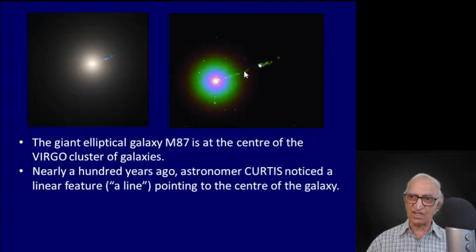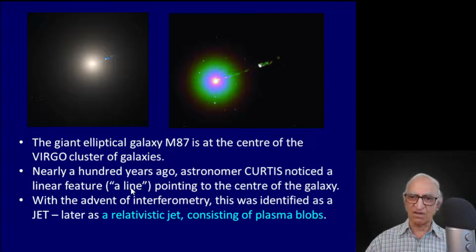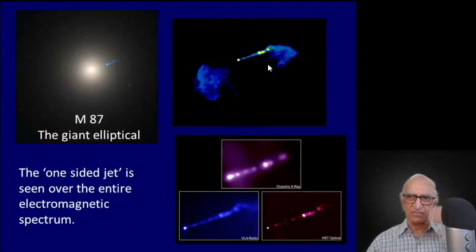Today, you can look at that line using interferometry, and with the advent of interferometry, this linear feature that Curtis identified 100 years ago can now be identified with a jet. And later, X-ray astronomers looked at this jet, and one was able to say with a certain degree of certainty that the jet is relativistic and it consists of plasma blobs which are being ejected by the central body that you see over there. This jet is one-sided, as we discussed in the previous lecture. You don't see the counter-jet, but you see the manifestation of it because you see the radio lobe very clearly. But as far as the jet is concerned, you see only one jet.